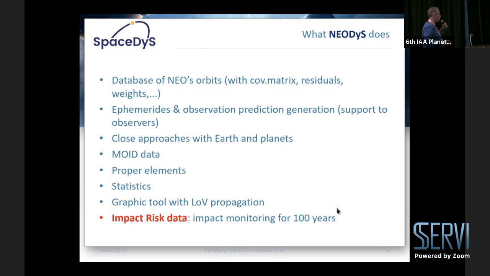So, what is inside NEODyS? It's a database of orbits, but not only orbits: we also provide other data like covariance matrices, residuals, weights, and so on. We provide tools for observers like ephemerides and observation prediction generation. We provide a list of close approaches with Earth and planets, MOID data, proper elements, and also statistics for each observatory involved in this activity. We provide, for example, a tool showing the behavior of the line of variation propagated over 100 years. And of course, as I said before, the impact risk data is the most important output of this activity.